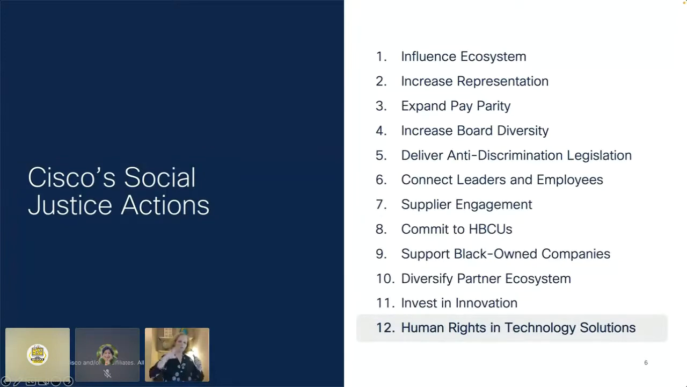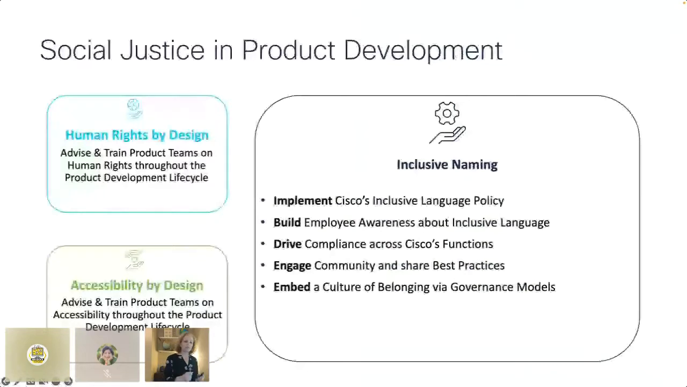So there's three parts to that. The one I'm talking about today is inclusive naming, but it's also human rights by design. They go to product teams and talk about where their product might be hurtful. Accessibility by design. A lot of us are familiar with that in the documentation areas, where can you point a screen reader and get an ability for someone to read the documentation, read the web page with a screen reader. And then inclusive language.